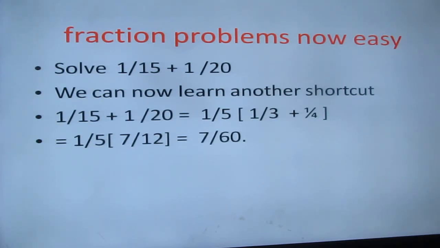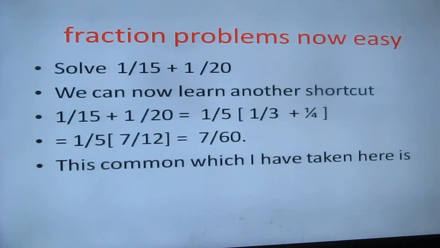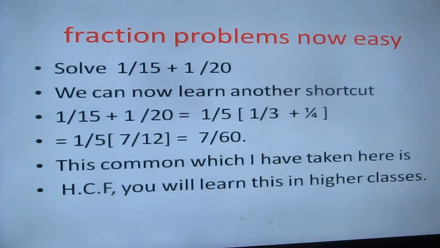So now 1 by 5 into 7 by 12. Numerator into numerator, denominator into denominator. 1 into 7 is 7, 5 into 12 is 60. So the answer is 7 by 60. This common factor which I have taken here is called HCF. You will learn this in higher classes. This is a very simple and easy method when the numbers are very big. Shall we do one more? This should be the last question for this session.